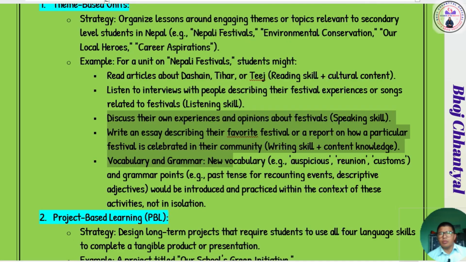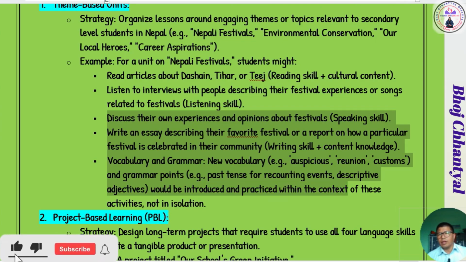Vocabulary and grammar. New vocabulary is, for example, auspicious, reunion, customs, and grammar points are, for example, past tense for recounting events. Descriptive adjectives would be introduced and practiced within the context of these activities, not in isolation.